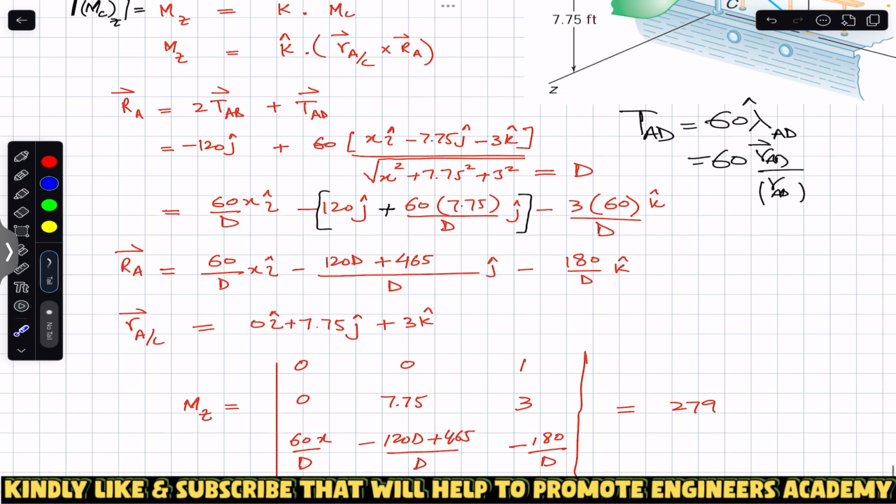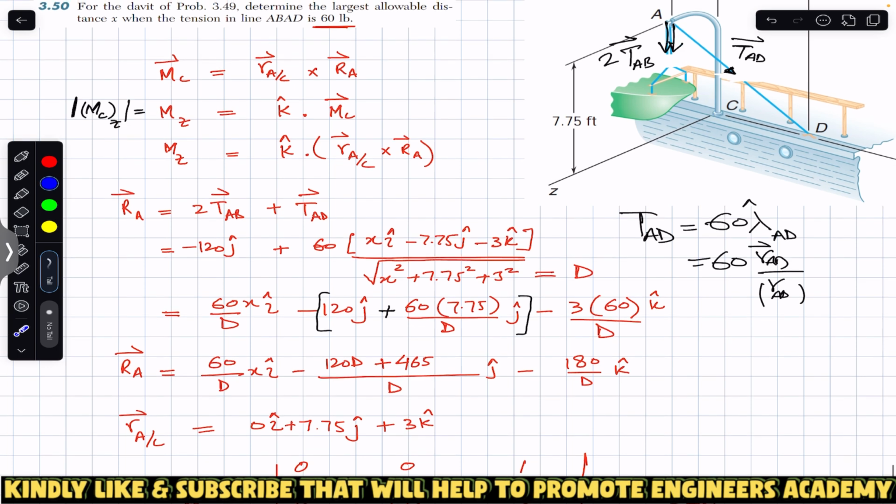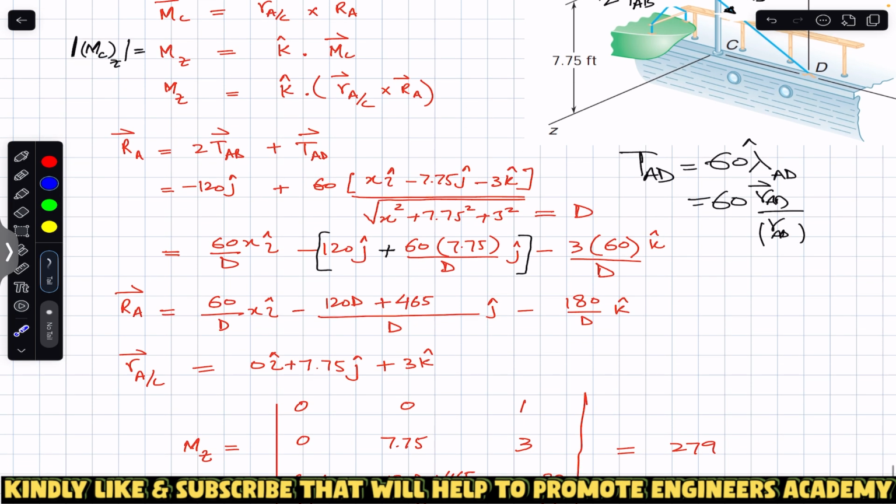Similarly, this vector is the position vector of A relative to C, which goes from C to A, and we can find it by traveling from C towards A. From C I need to travel 7.75 feet in the positive j, and then 3 feet in the positive k, and the i component is 0. So this is 0i plus 7.75j plus 3k, the position vector of A relative to C.